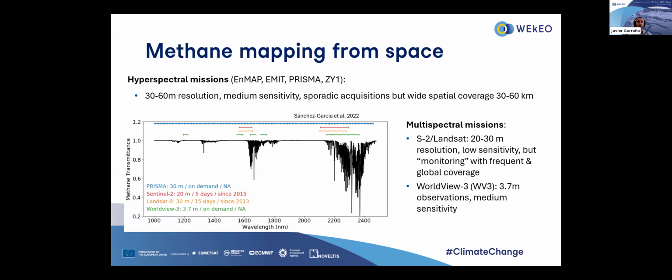But on the other side, you've got multispectral missions. These multispectral missions are not so sensitive. They have a low sensitivity, but they have 20, 30 meter resolution, and they can monitor with frequent and global coverage, like Sentinel-2 and Landsat. And you can see here in the image where the Sentinel-2 and Landsat bands are, in the area of the 2200 nanometers, where you can find the methane absorption. On the other hand, you've also got a sensor like WorldView-3 with 3.5 meter observations, a better capacity to detect methane, but this is commercial, so it is not open for everybody.